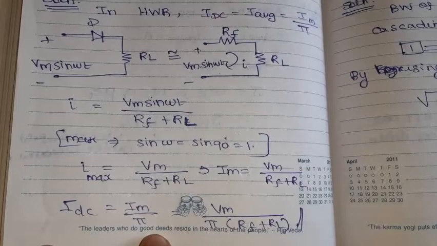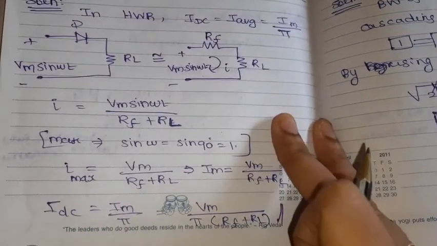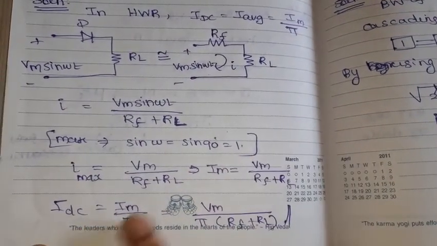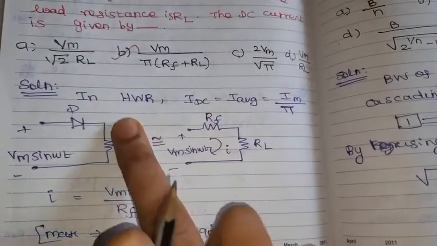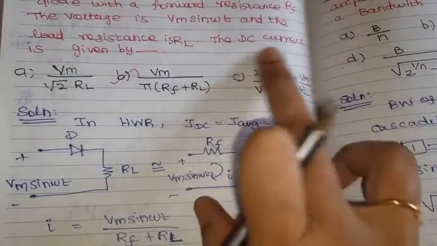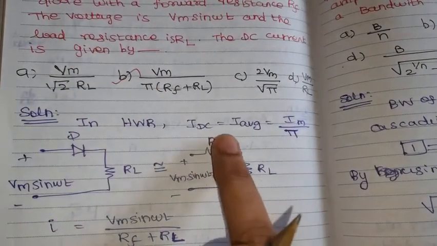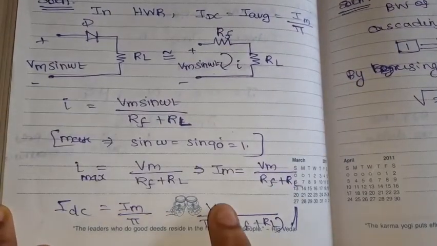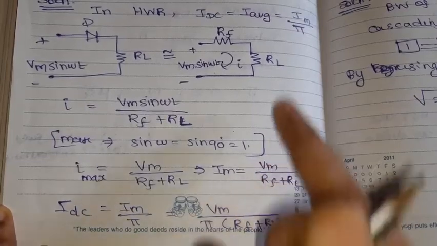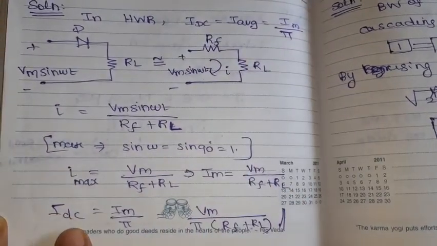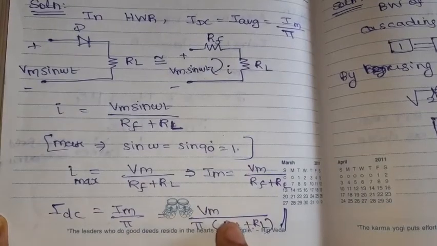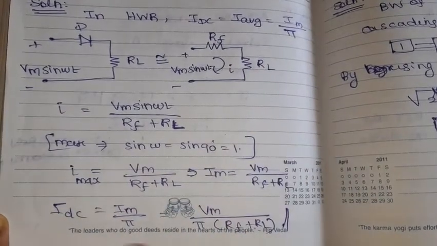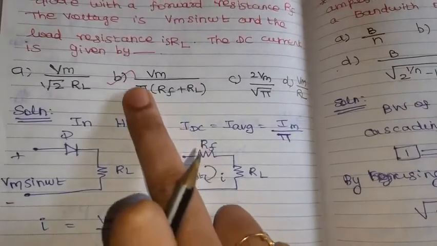We know the DC current of the half wave rectifier, IDC, is what we need to find out. The DC current is given by IDC is equal to I average is equal to Im by pi. This is the standard formula. Now we know the Im value, Vm by RF plus RL. Just substitute in this formula. What will we get? IDC is equal to Im by pi, which is equal to Vm by (RF plus RL) into pi. So this is the IDC value: Vm divided by pi into (RF plus RL).